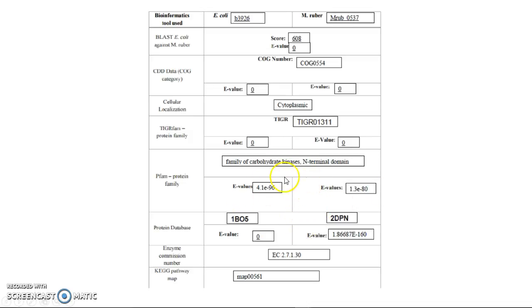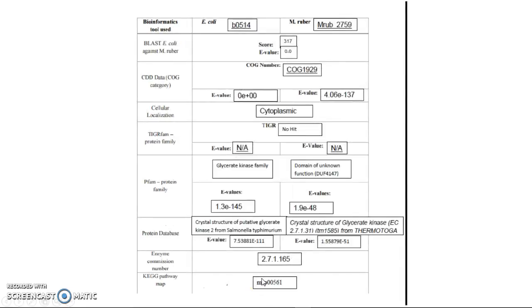And when we looked at the protein databases, we got two different crystalline structured proteins that were better hits for each respective organism. Both actually had the same functionality, so we still had a good sign. Enzyme commission number, same, meant that they had the same functionality. And as before, the same map reference was used.